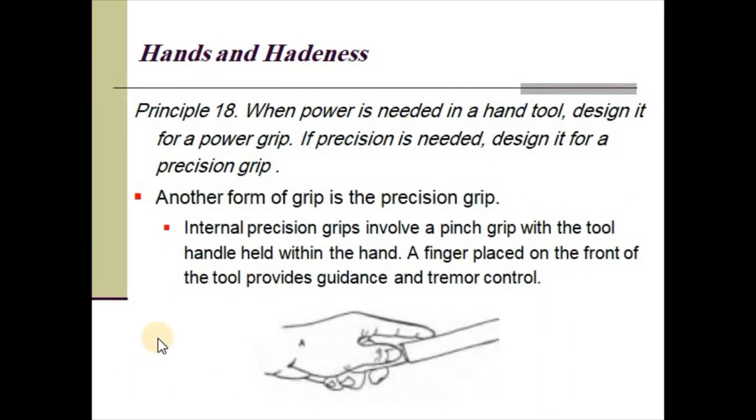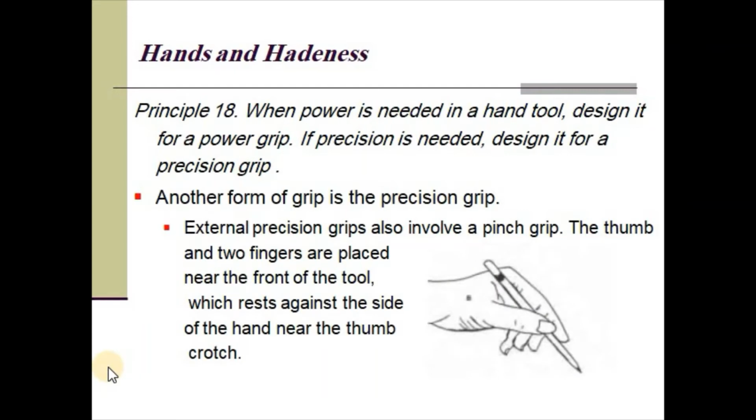While the other form of the grip is the precision grip, and here we have to differentiate also between two types. We have the internal precision and the external precision. With the internal precision, all of the tool is held within the hand. You see here, for example, the knife. All of the knife is within your hand. The grip also involves a pinch, as if you're pressing with the knife. There's a little pinch grip, and it's held within the whole of the hand. Here the finger is placed in front of the tool to provide the guidance and the direction.